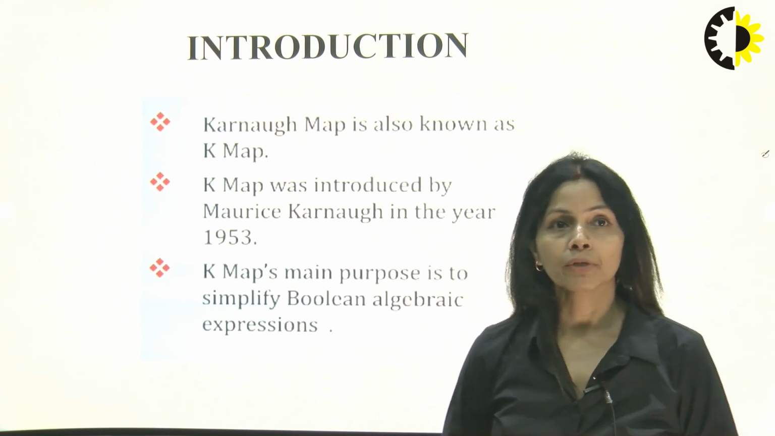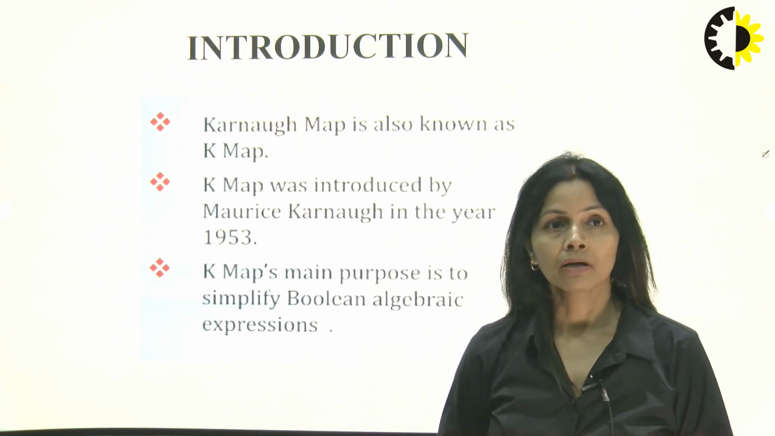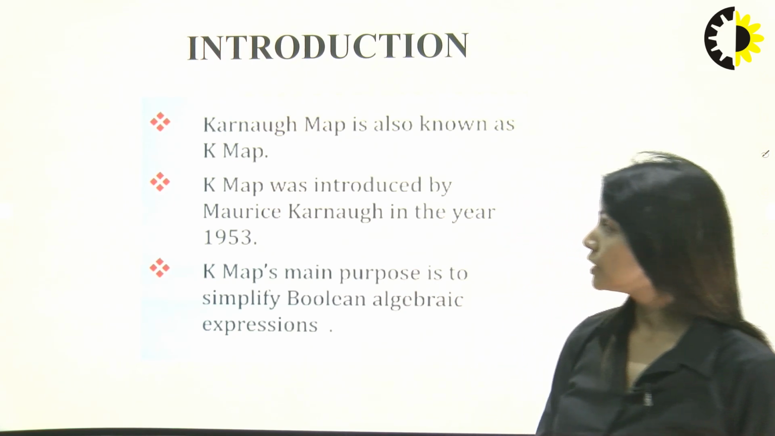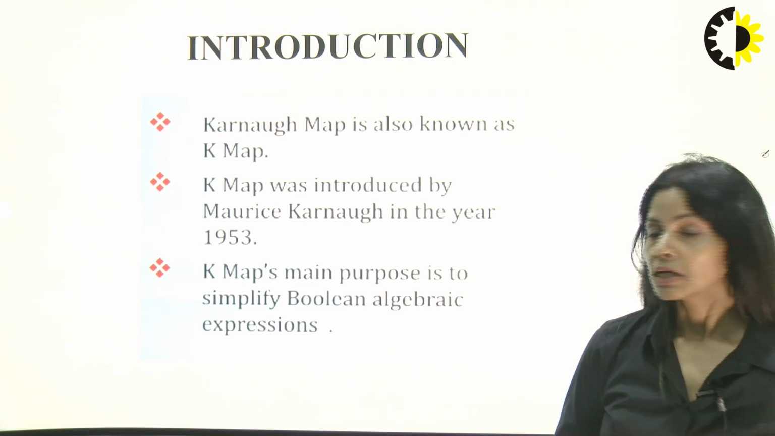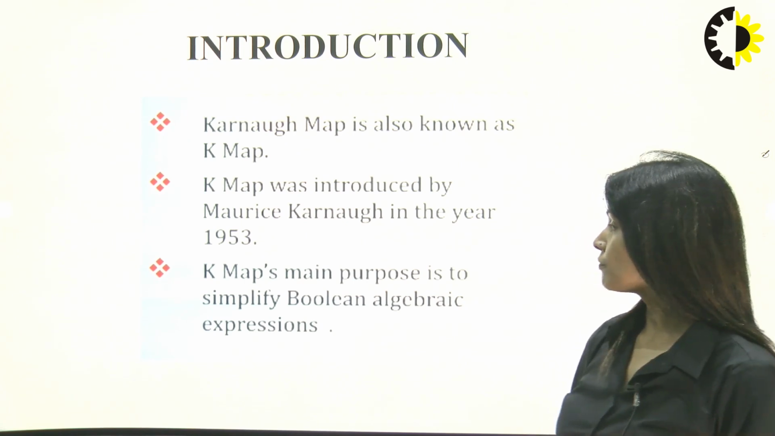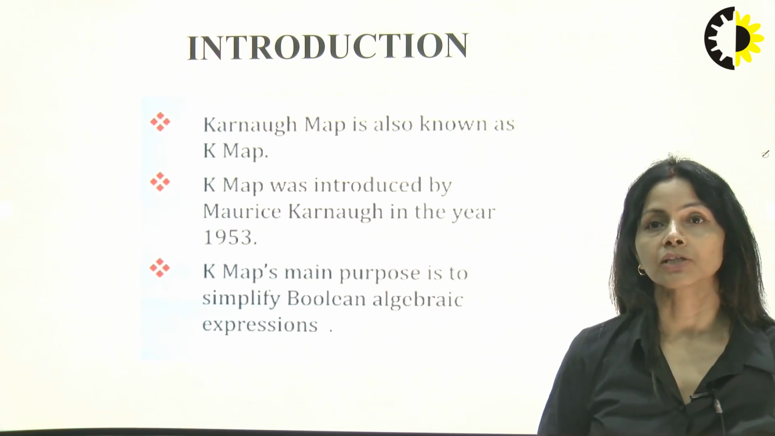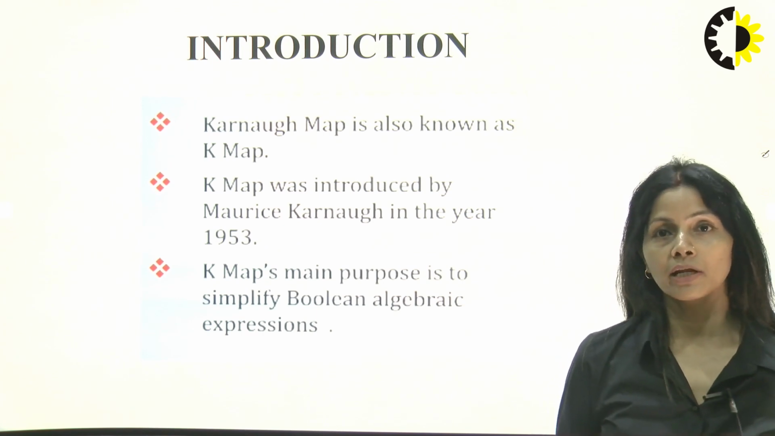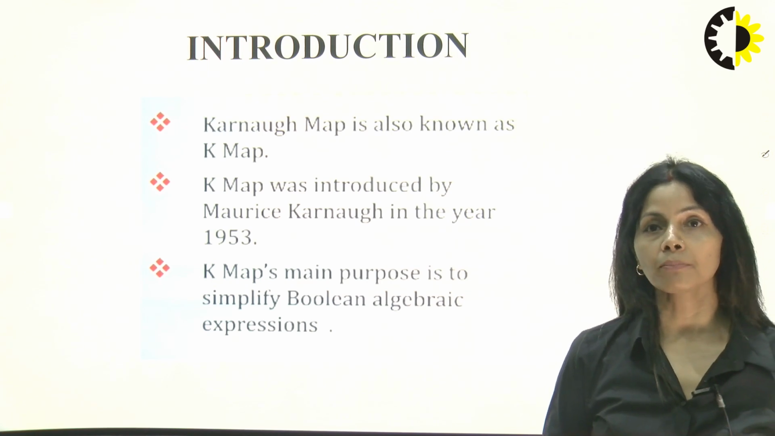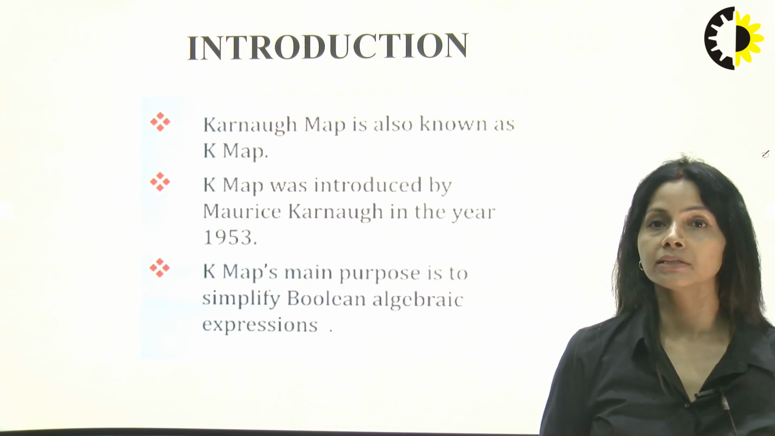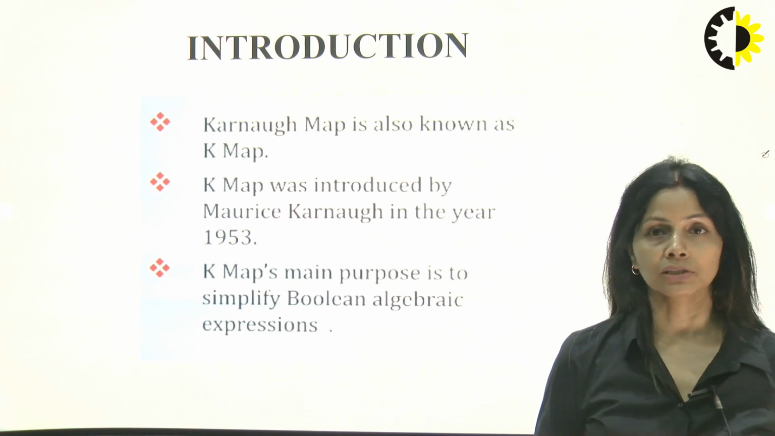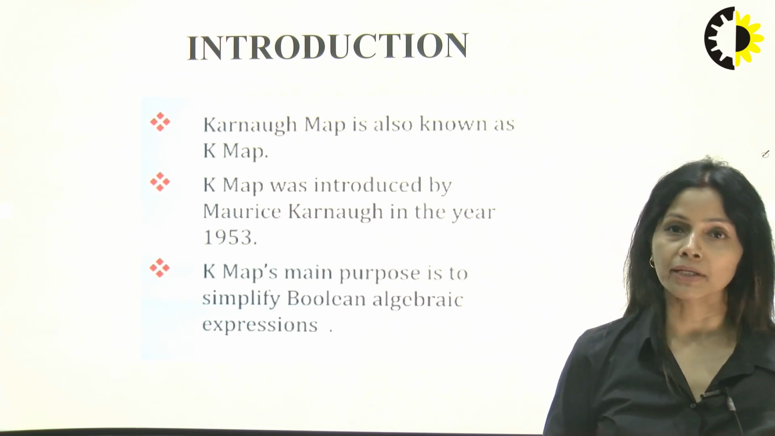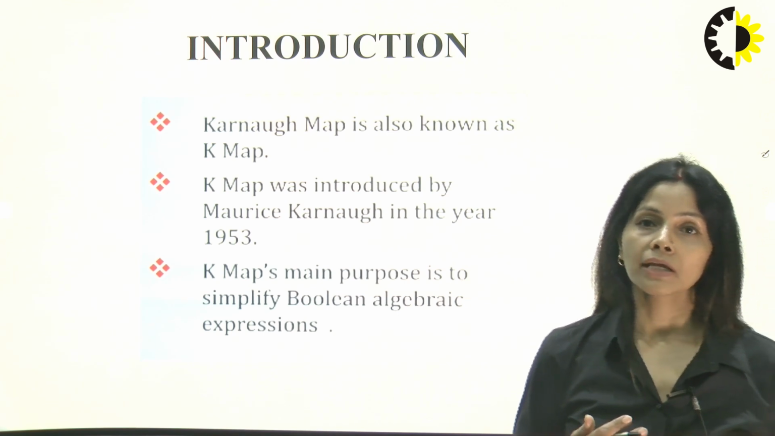The Karnaugh map is also known as K-map. The K-map was introduced by Maurice Karnaugh in the year 1953. K-map's main purpose is to simplify Boolean algebraic expressions. So if it is a lengthy Boolean expression, using the K-map, we can always solve the expression. And I will be telling you a very simple method to solve the K-map problems.